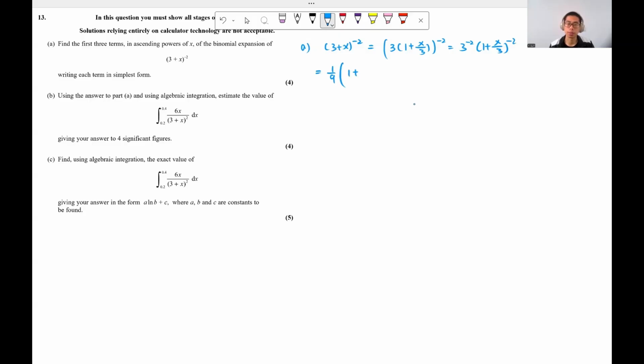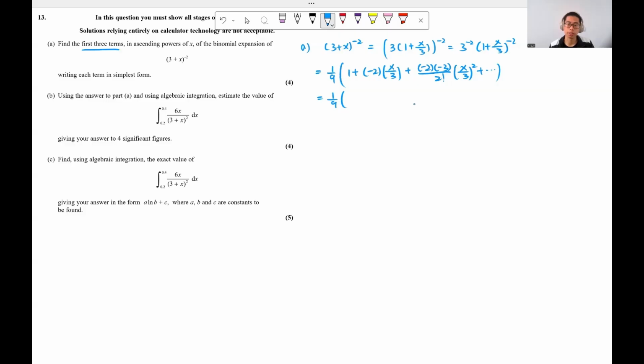So that would be 1 + nx. That means it's negative 2 times x/3, and then plus (-2)(-3)/2 factorial, and then (x/3)^2. And then since they only want the first 3 terms, we can stop here. So now we just simplify this.